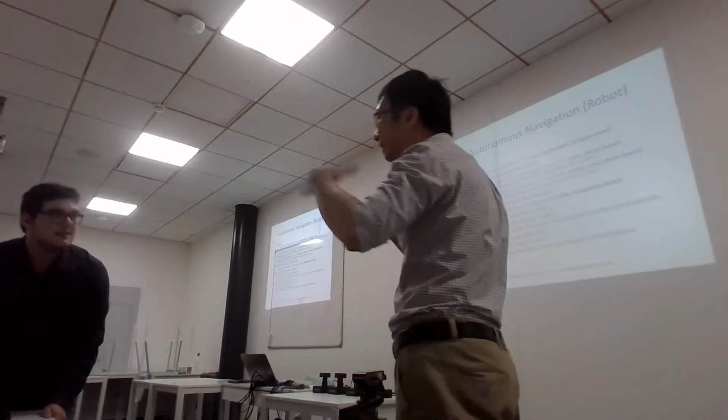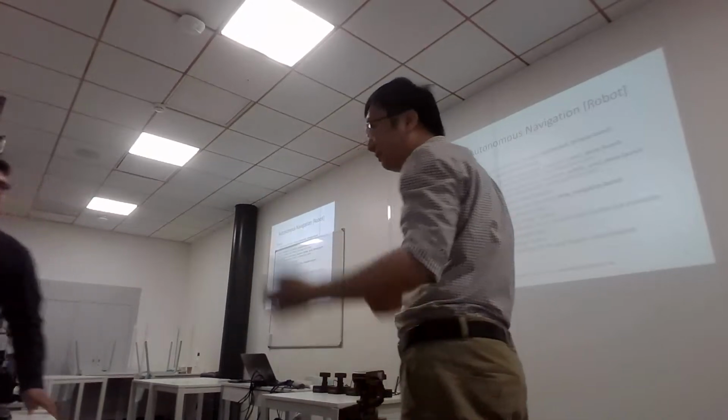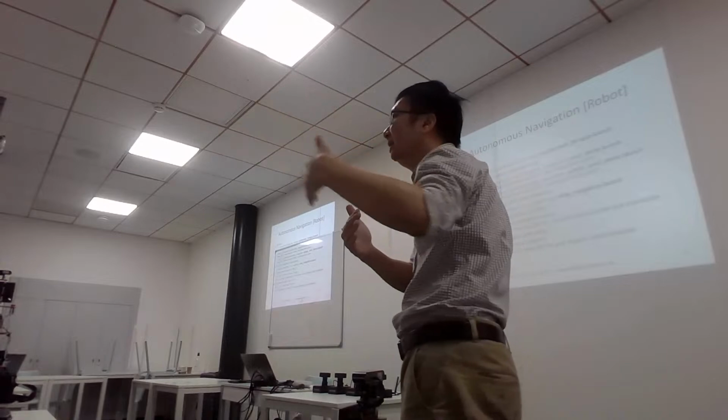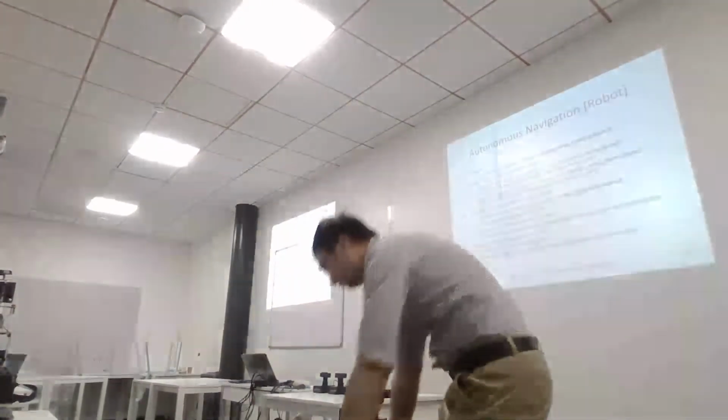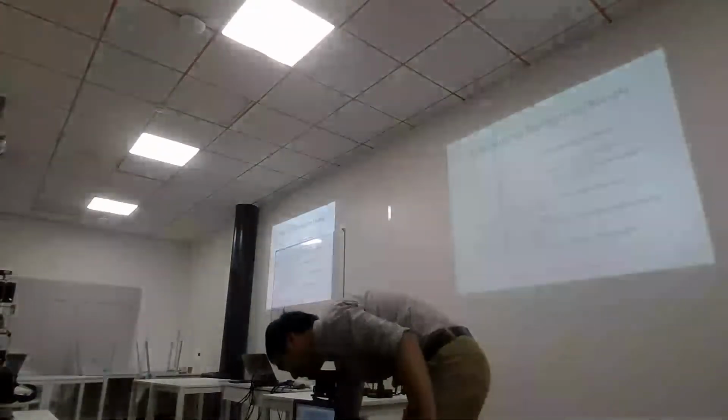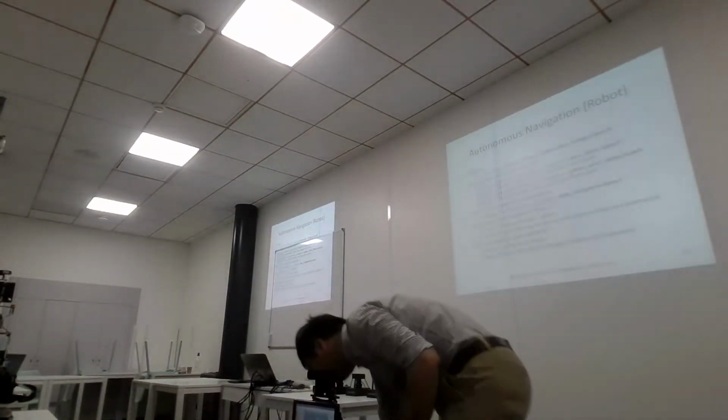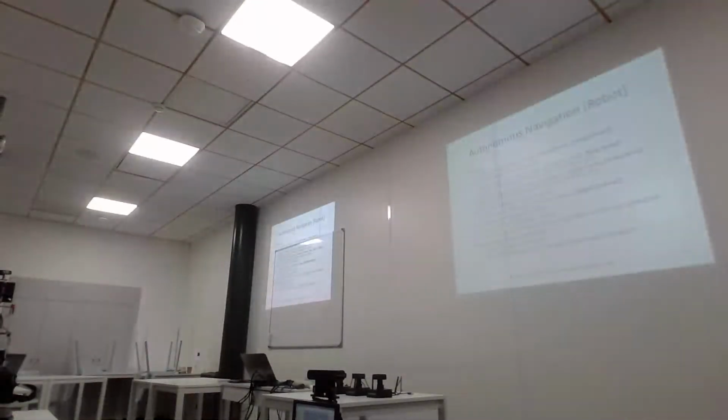The color is the potential field, which means how far from the obstacle. So that is just the algorithm.